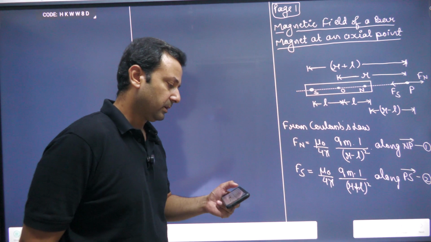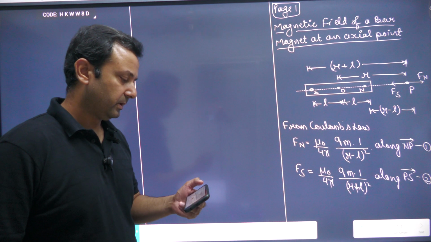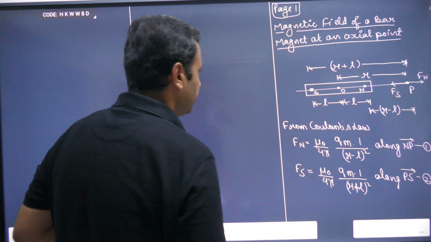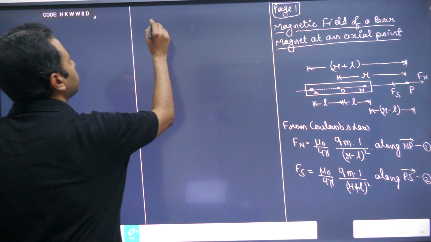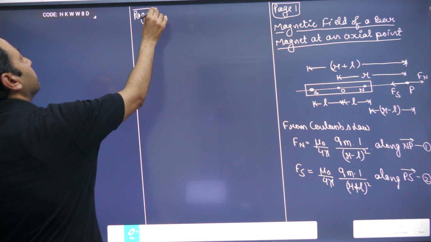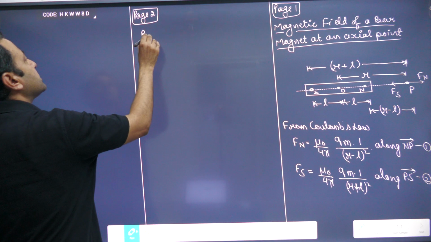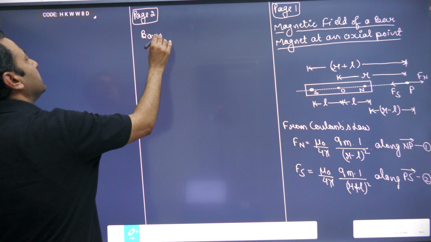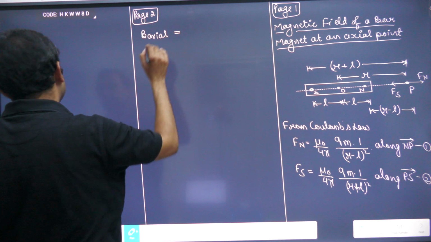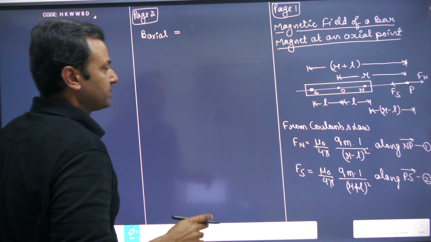Therefore, the strength of the magnetic field B vector at point P, B axial, at an axial point, is equal to Fn minus Fs.